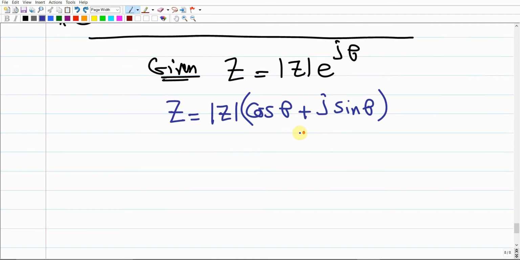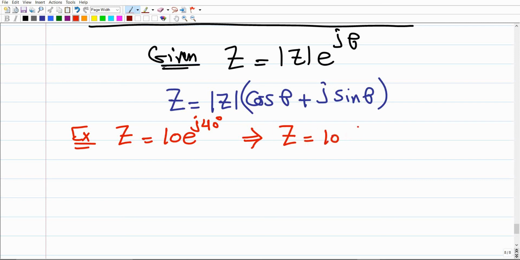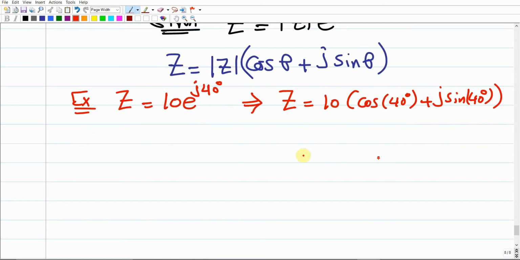Make sense? So, for example, let us consider an example here. How about if z is already given as 10e to the power j 40 degrees? This can be converted into its equivalent form. z is going to equal the magnitude, which is 10, then you open the parentheses: cosine theta, where theta is 40 degrees, plus j sine theta, which is also 40 degrees. So this is the equivalent rectangular form.